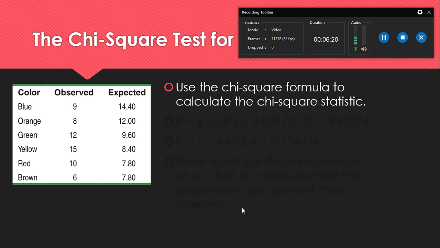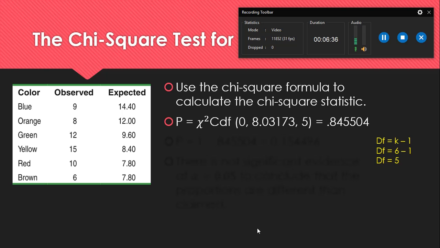So we're going to go to our calculator. Remember, we do have degrees of freedom, and that needs to be calculated before we move on. So there should be 6 different colors of M&Ms in the bag. So we want to do 6 minus 1, which gives us 5 degrees of freedom.